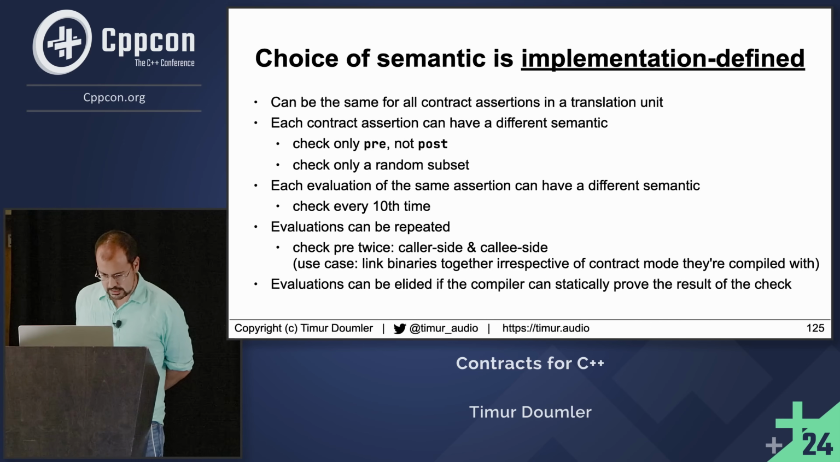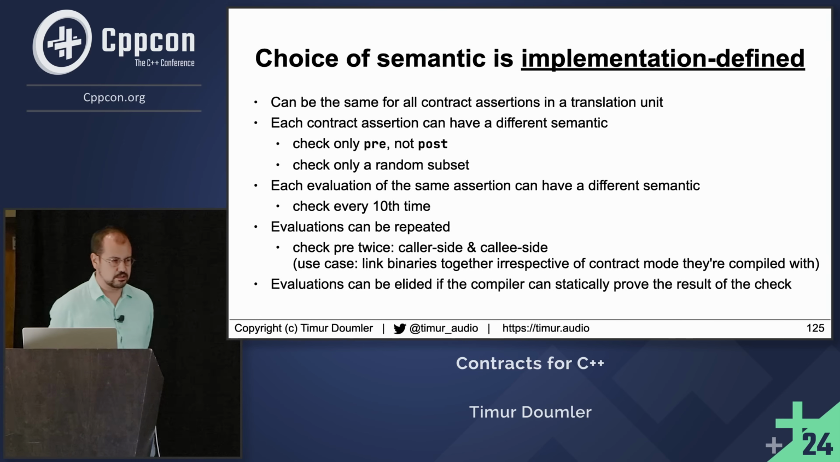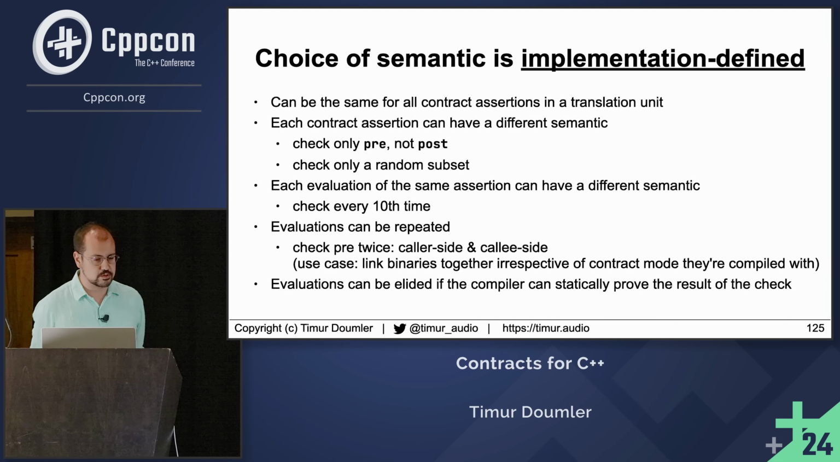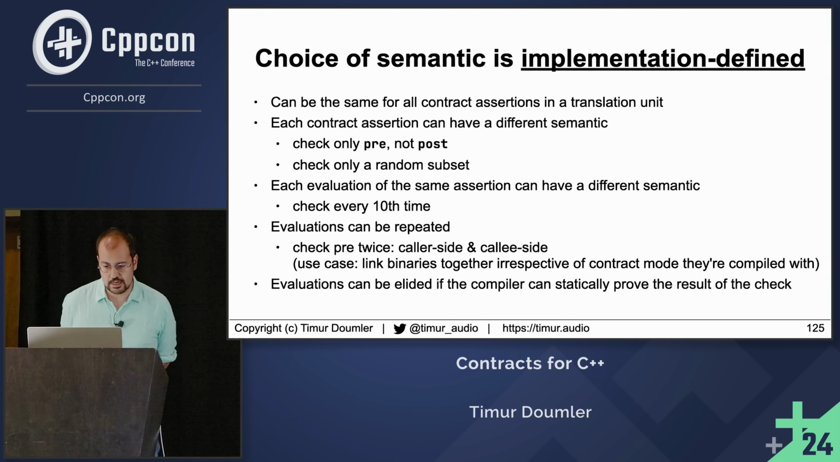So this choice of semantic can be the same for all contract assertions in a translation unit. That's the typical choice, what you do with CAssert today. So certainly we want to support that, but we can also do more interesting things. Each contract assertion can have a different semantic.